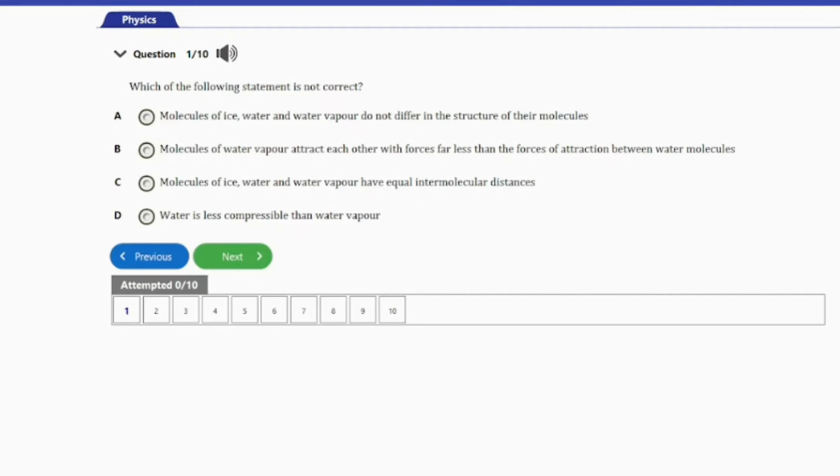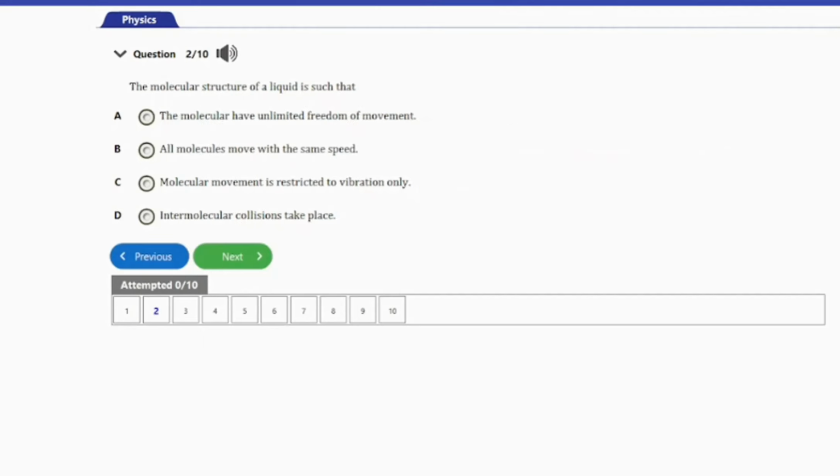So guys, the answer to this question here is option C. Molecules of ice, water, and water vapor have equal intermolecular forces. This is a false statement, and as such, that's the answer to this question. Molecules of ice, water, and water vapor do not have equal intermolecular forces. As a matter of fact, the intermolecular forces binding ice are much greater than those binding water and water vapor. So that's it for that question, guys. Let's go ahead and consider the next question. That's question number 2 here.